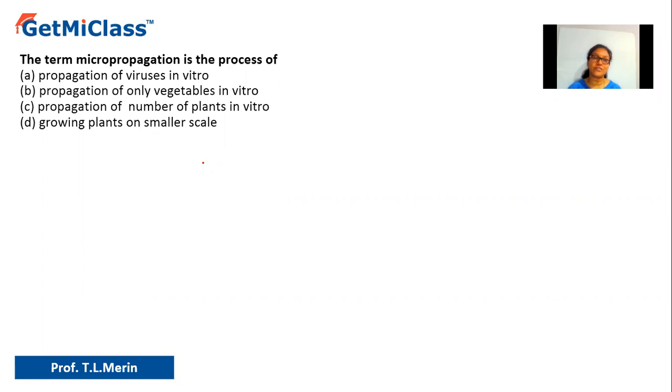Today we are going to solve this question which says the term micropropagation is the process of: option A, propagation of viruses in vitro; option B, propagation of only vegetables in vitro; option C, propagation of number of plants in vitro; option D, growing plants on smaller scale.